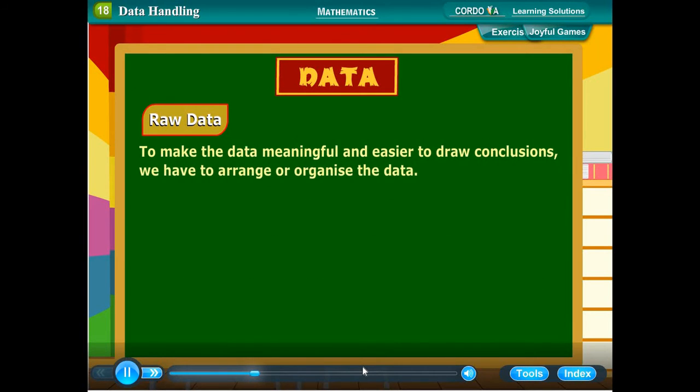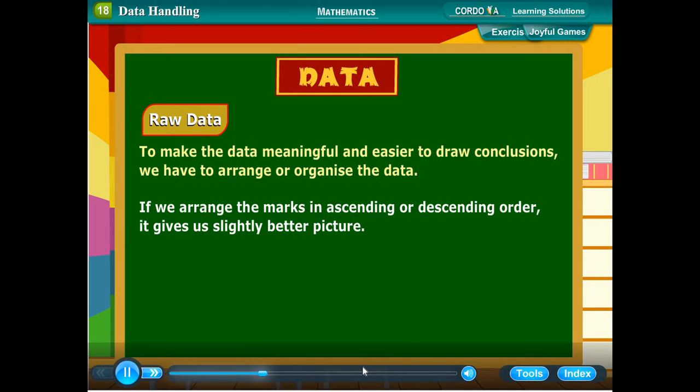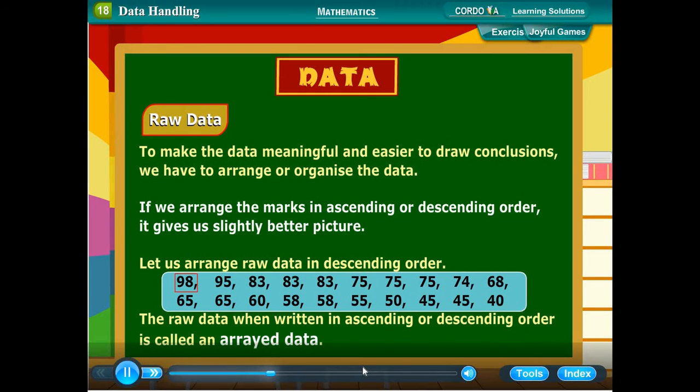To make the data meaningful and easier to draw conclusions, we have to arrange or organize the data. If we arrange the marks in ascending or descending order, it gives us slightly better picture. Let us arrange raw data in descending order. 98, 95, 83, 83, 83, 75, 75, 75, 74, 68, 65, 65, 60, 58, 58, 55, 50, 45, 45, 40. The raw data, when written in ascending or descending order, is called an arrayed data.